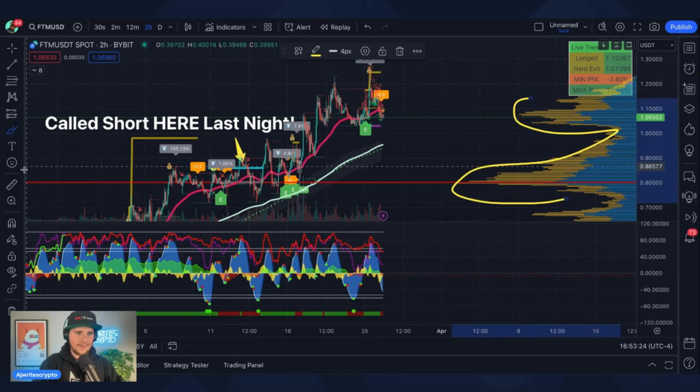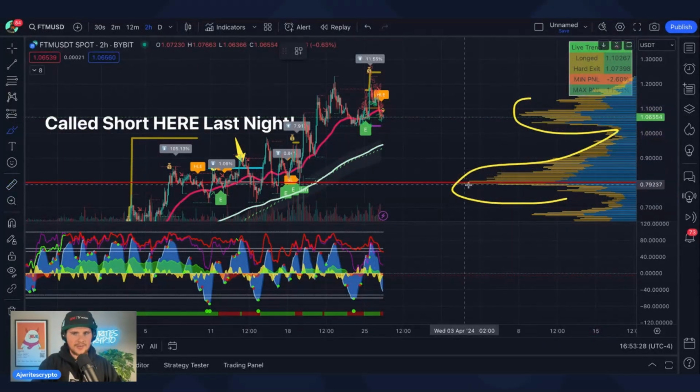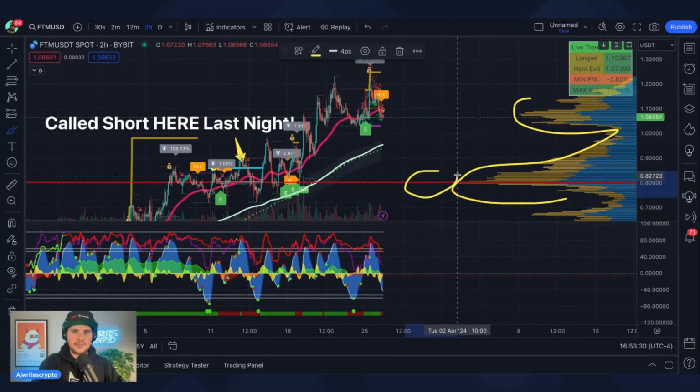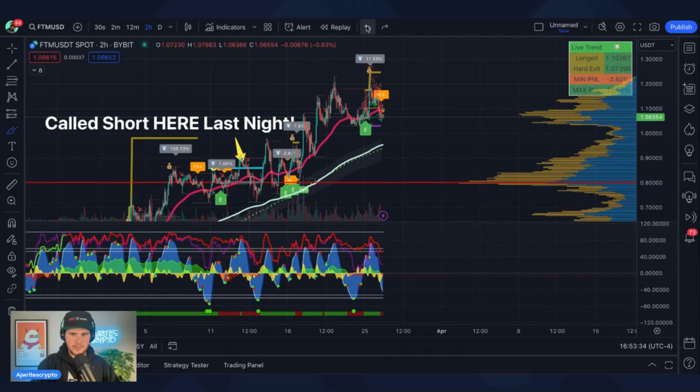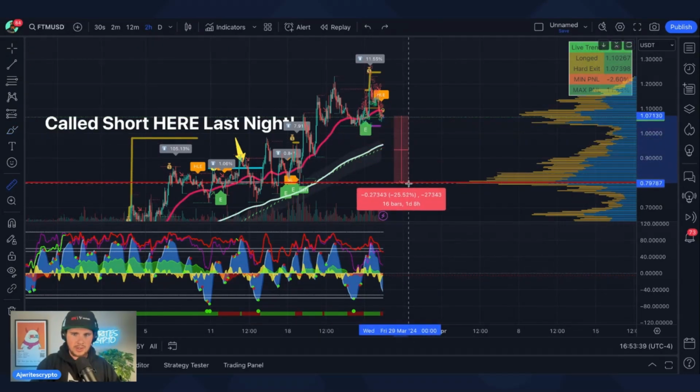And second of all, look how far the point of control is with the visible range volume profile, where the most amount of volume is. So this line right here would be the point of control. If you shorted from here to the point of control, that would be a 25% win without leverage. Okay, this is some money.